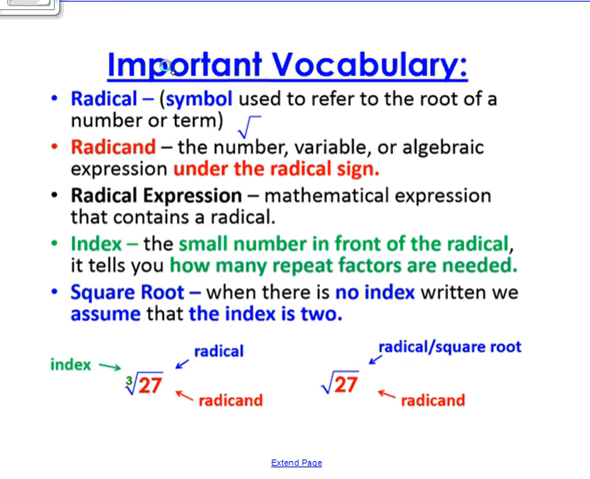It's got a 2 there as the index. You just don't have to see it. You don't ever see it. So in Algebra 1, for our purposes, everything we're going to do is going to be the square root symbol. So everything's going to have an index of 2, which means everything will only need 2 repeat factors.